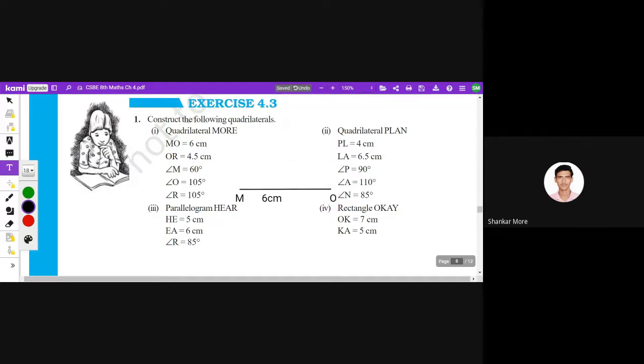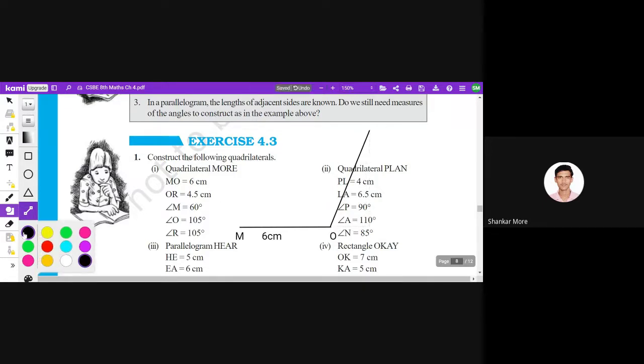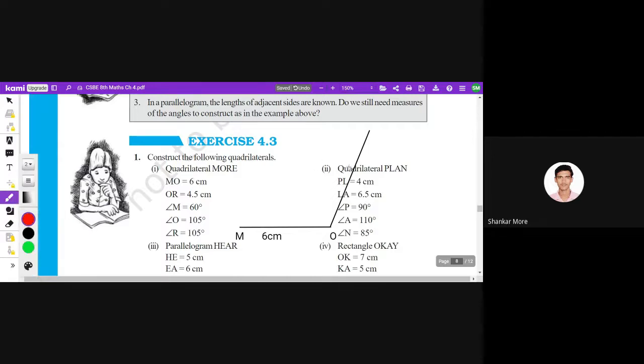I hope everyone is drawing with me. ठीक है, MO एक हमने 6 सेंटीमीटर का ड्रॉ कर लिया है यहाँ पे. Now what we have to do is we have to draw OR. But what is the angle O? Angle O का measurement कितना है? 105 है, right? That means it should be an obtuse angle, right? So this is what it will look like. ठीक है. So this is, let us suppose I mark it as O here. So this is R. Okay. So OR कितना है? 4.5 सेंटीमीटर है.